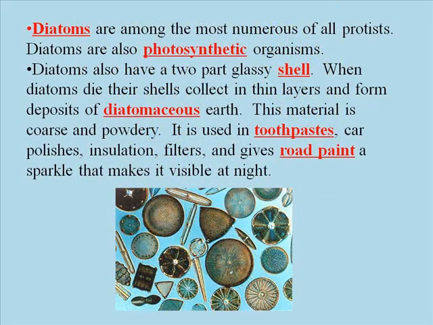The next group of plant-like protists are called diatoms, and you can see in the picture below that your diatoms come in many, many different shapes. They are going to be among the most numerous of all of our protists. They are also photosynthetic, which means that they use the sun's energy to make their food. Your diatoms are going to have a two-part glassy shell, and when they die, their shells sink to the bottom and form layers of what we call diatomaceous earth.